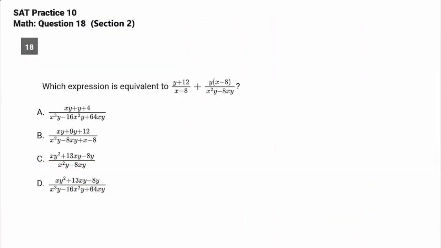We're on SAT Practice Test 10, Math Section 2, Question 18. What's the level of difficulty here? It's crazy, stupid hard. Which expression is equivalent to this giant mess?